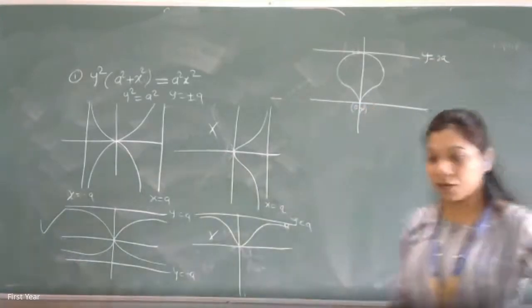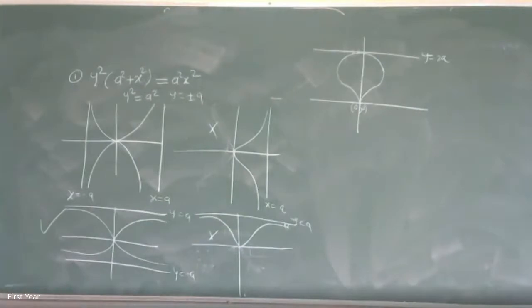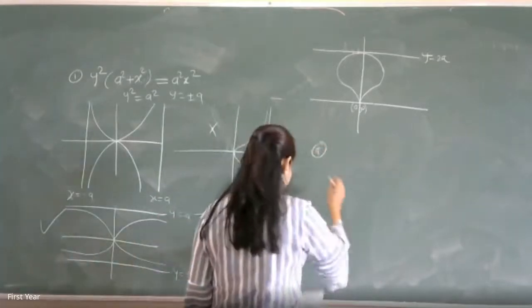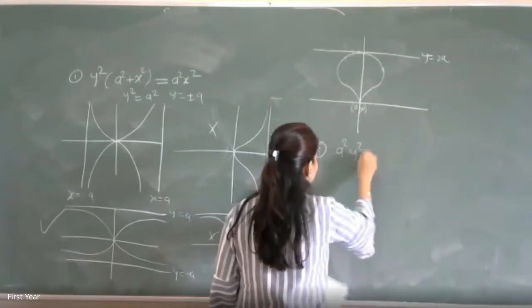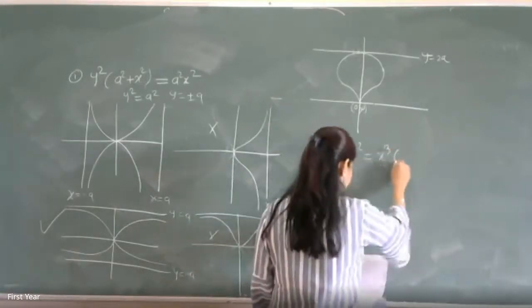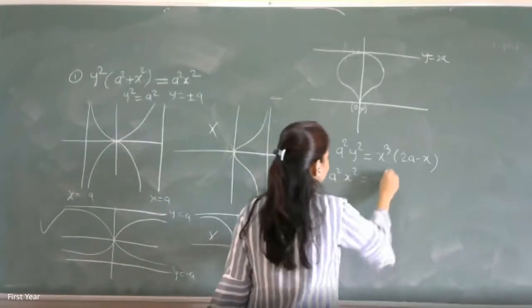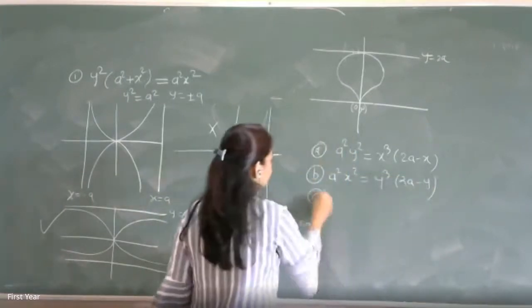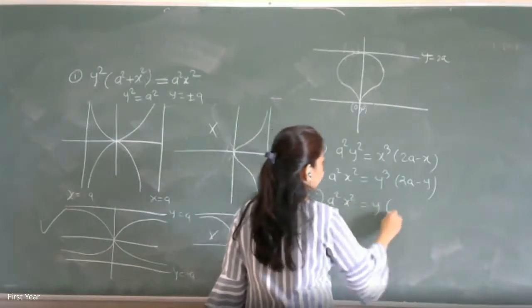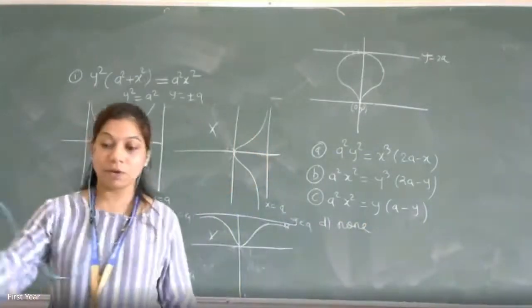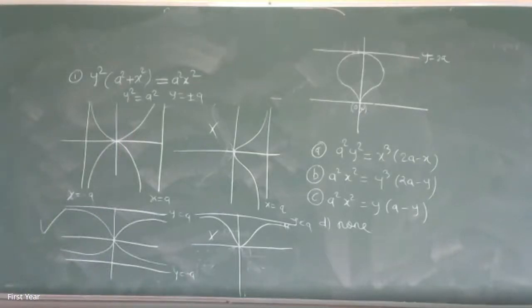See, this is your curve and I'll give you the equations. First equation is y square is equal to x cube into 2a minus x. Tell me which one is the curve.